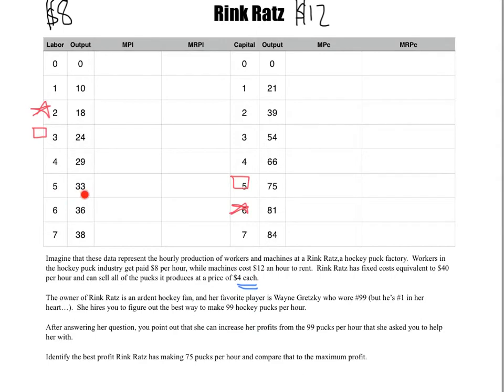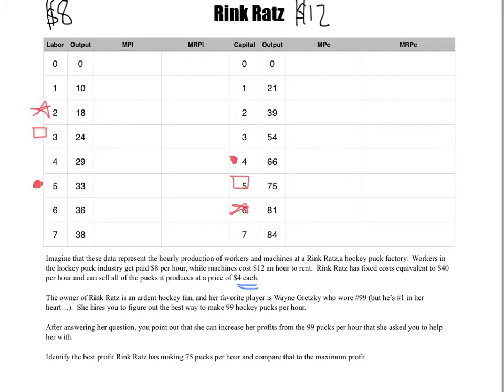5 units of labor produce 33, and 4 units of capital produce 66. 33 plus 66 is equal to 99, so we're going to make another notation here that 5 units of labor and 4 units of capital result in exactly 99. There's no other combinations available because 36 doesn't add up with any of these numbers to equal 99. 38 doesn't add up to any of these numbers either.